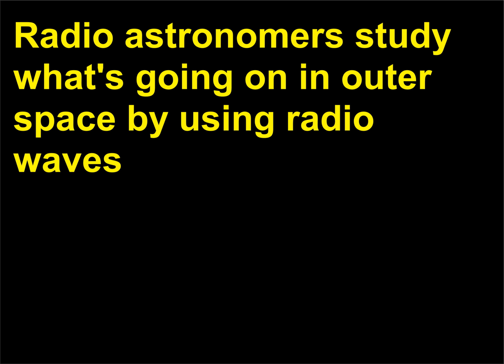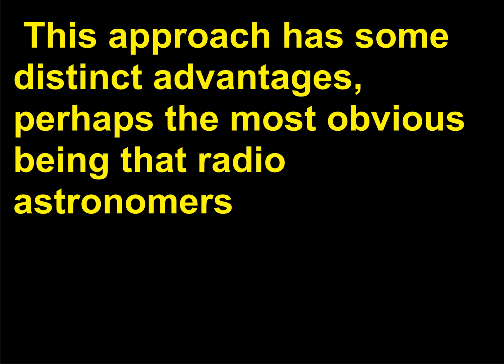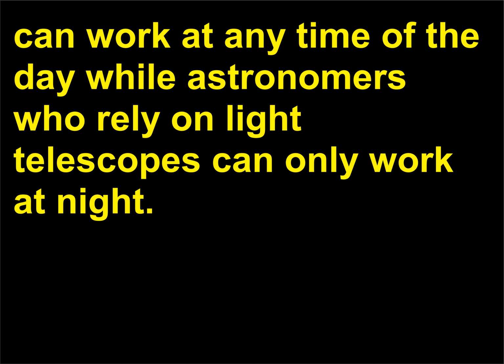What is radio astronomy? Radio astronomers study what's going on in outer space by using radio waves, as opposed to telescopes, which use light in the visible region of the spectrum. This approach has some distinct advantages, perhaps the most obvious being that radio astronomers can work at any time of the day, while astronomers who rely on light telescopes can only work at night.